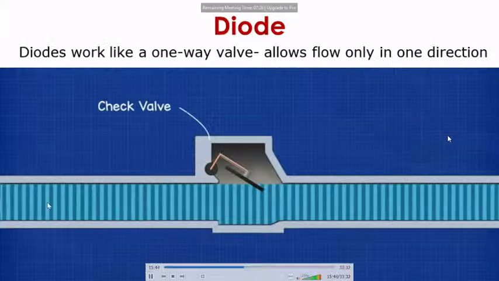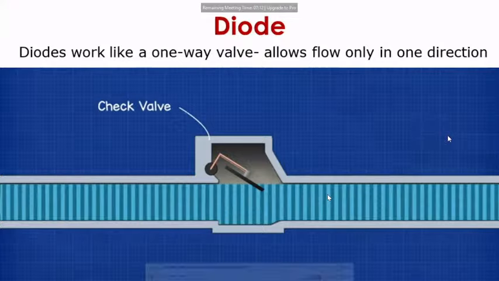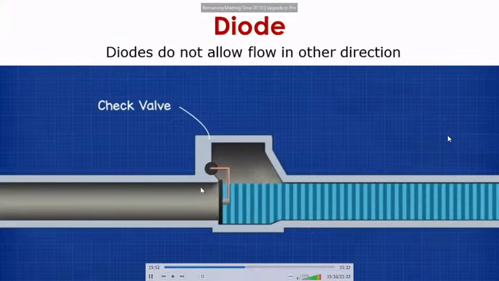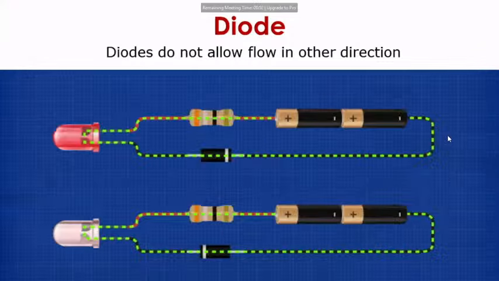Water flows from left to right because the valve can open. So the water can flow from left to right. But when the valve gets closed, the water cannot go back from right to left. So the valve gets closed. So similarly, the diodes protect from the reverse current.